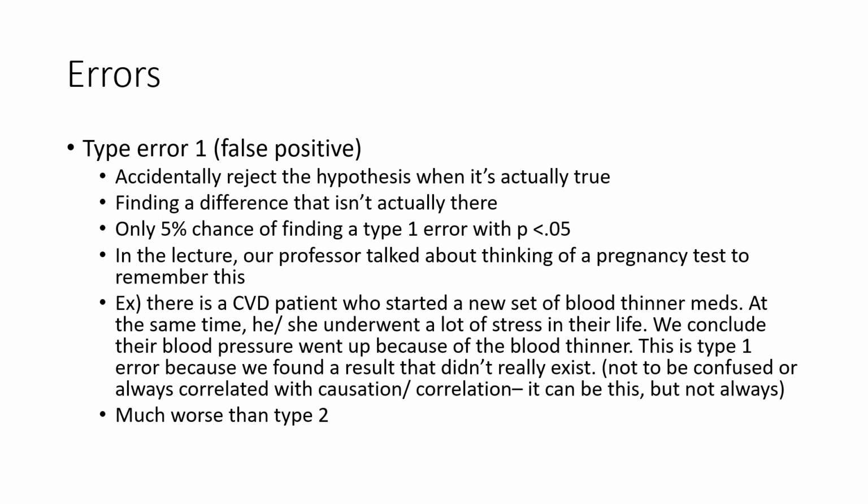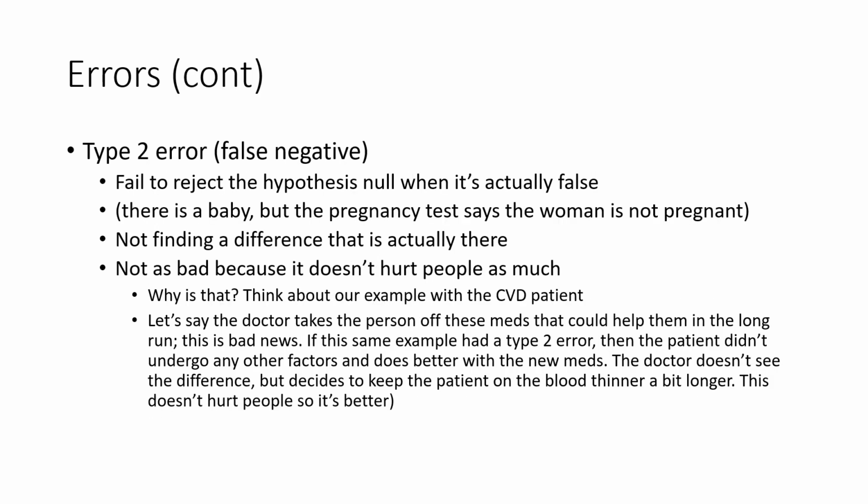Okay, and this type of error is a lot worse than type 2, which is our false negative. This means that we failed to reject the null hypothesis when it's actually false. It's like saying there is a baby, but the pregnancy test came back negative. Not that big of a deal, because in that case the woman is eventually going to figure out that she actually is pregnant. So this is not finding a difference that is actually there, and this isn't as bad, like I said before.